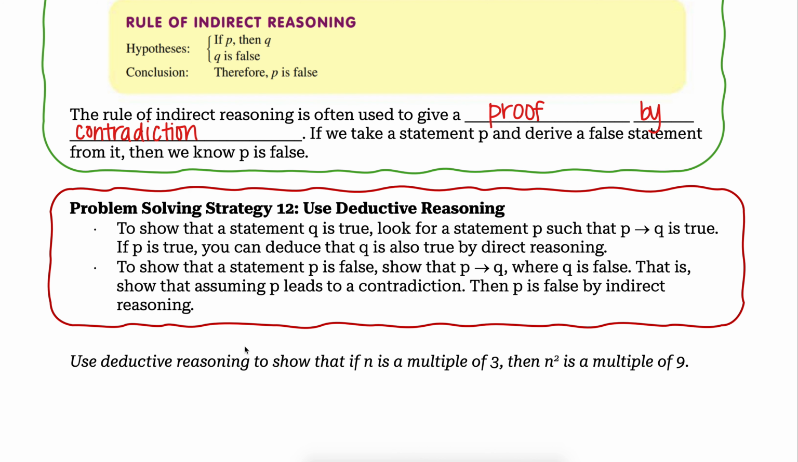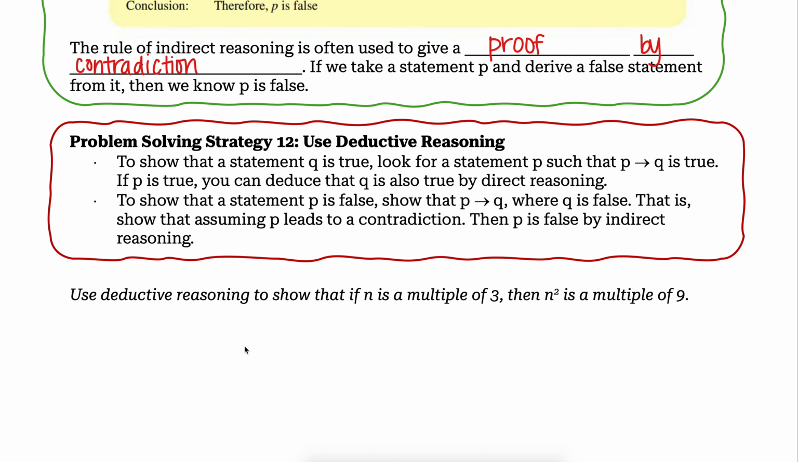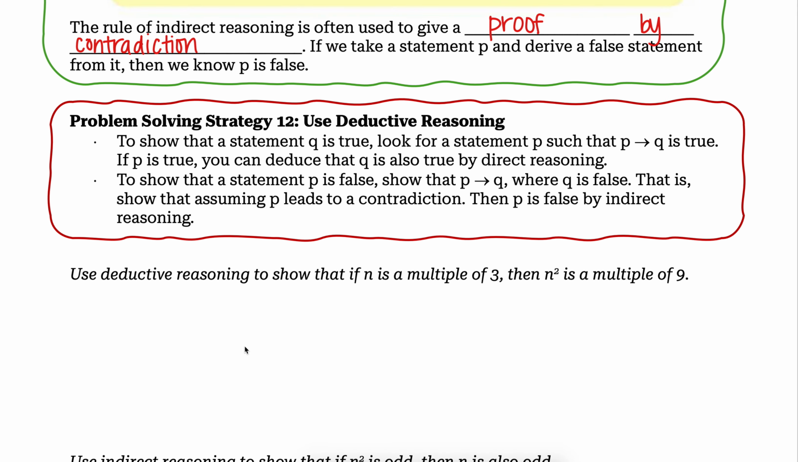So we're going to start with direct reasoning. It says, use deductive reasoning to show that if n is a multiple of 3, then n squared is a multiple of 9. So I'm going to do direct reasoning here. My premise: n is a multiple of 3, and I want to prove n squared is a multiple of 9. So if n is a multiple of 3, then we can write n as n equals 3k, because that's what it means to be a multiple of 3. You're 3 times something.